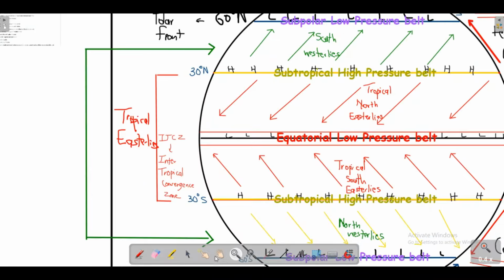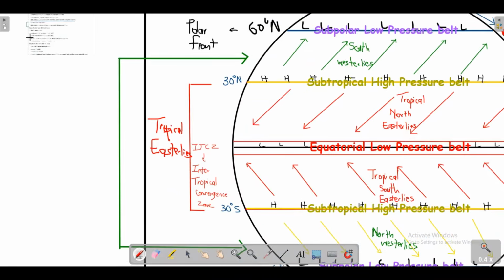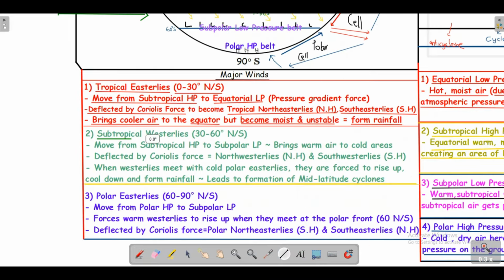But because they are from the subtropics, we call them the subtropical westerlies collectively. And they blow from 30 degrees to 60 degrees, right? So they move from subtropical high pressure to the subpolar low pressure at 60 degrees. And they bring this warm air towards these cold areas, okay?